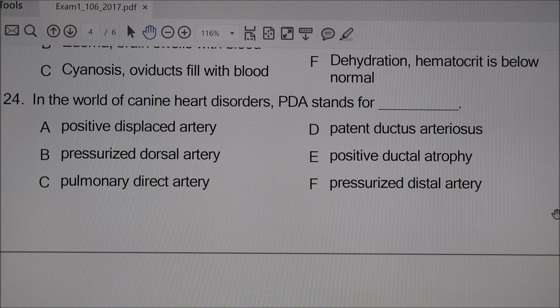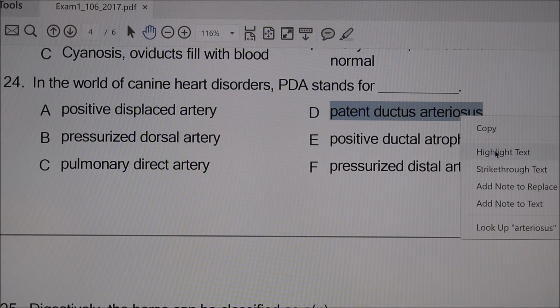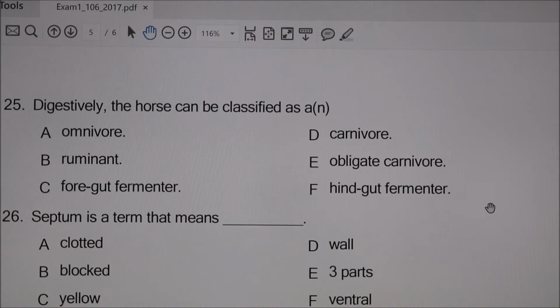Canine heart disorders, very common in puppies. PDA is patent ductus arteriosus, something that's normal in the fetus, but if it lingers in the neonate, it's bad.